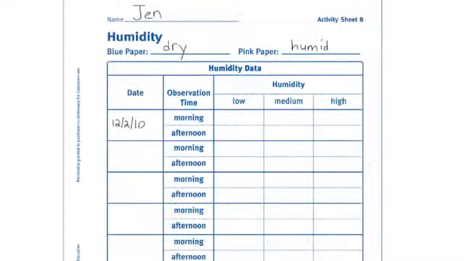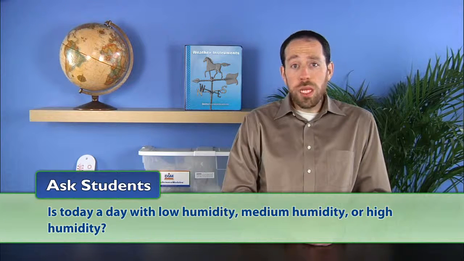Then ask students to observe the paper and estimate the degree of humidity based on the color of the paper. Return to the classroom and gather the class around the class weather data chart and fill in the humidity column. Ask students, is today a day with low, medium, or high humidity? Their answers will vary depending on the actual weather. Come to a consensus on the humidity level and record the data on the chart.